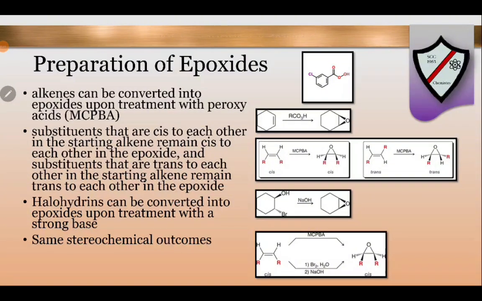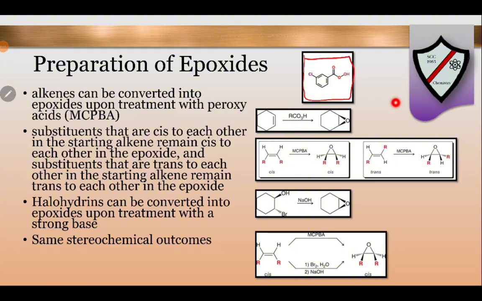Here we are going to take a look at the final reaction that we are going to study from the ethers and epoxides chapter, and that is how the epoxides are prepared in the laboratory. So alkenes, double bonded carbons inside molecules, can be converted into epoxides. We can replace a pi bond with the cyclic 3-member ether by treating the pi bond with something known as MCPBA, which stands for metachloroperoxybenzoic acid, and you can see that structure here.